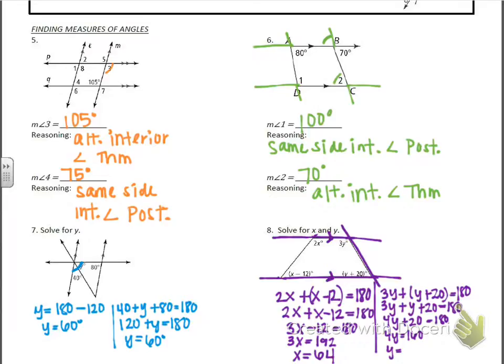So you guys, I got y equals what? 40, good. 40 or 40 degrees? 40, why not degrees? It's only a variable, it's not by itself, so it's not the angle by itself.